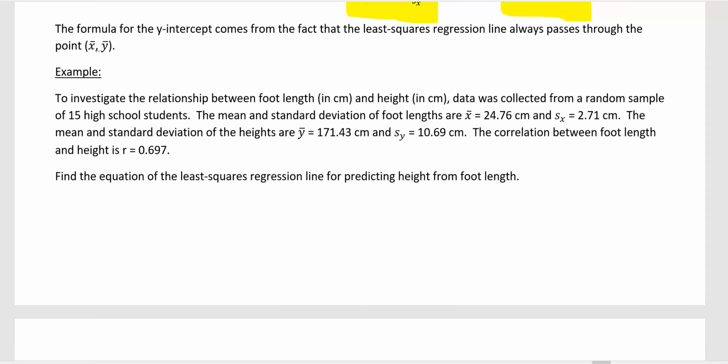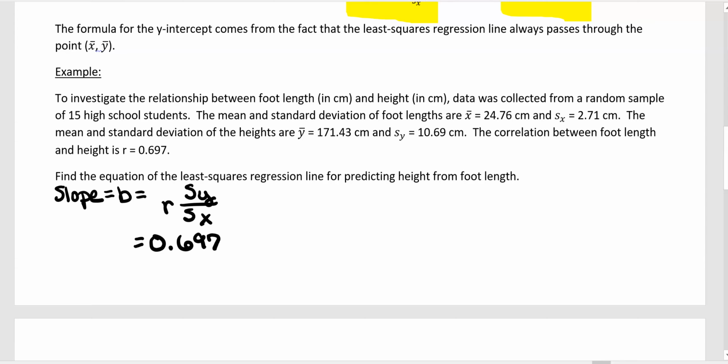All right, so if we're going to find the slope first, the slope formula, that's b, and that's going to give us r times Sy over Sx. So the standard deviation of y over the standard deviation of x. So r is 0.697. Standard deviation of y is 10.69. Standard deviation of x is 2.71. When you mash the buttons in your calculator, you're going to end up with 2.75 for your slope.